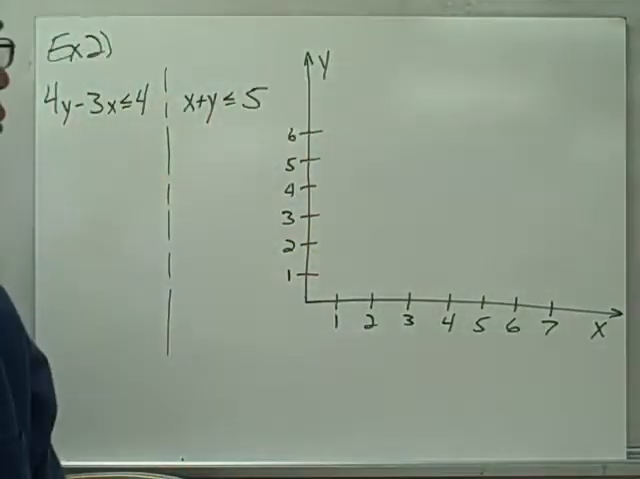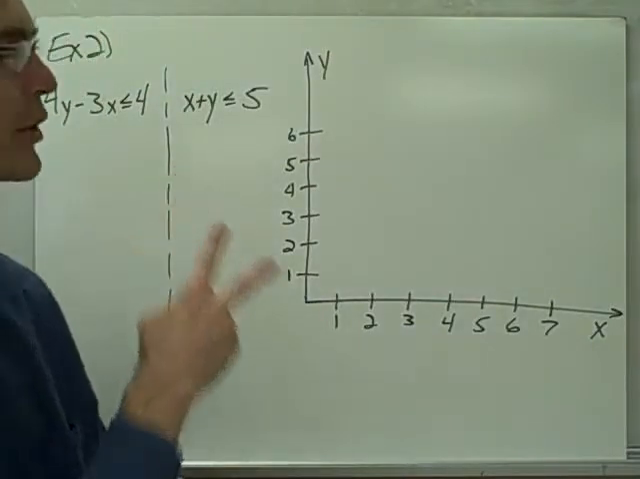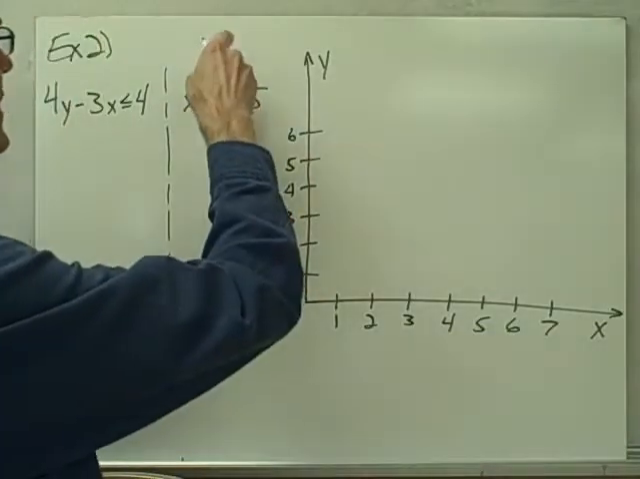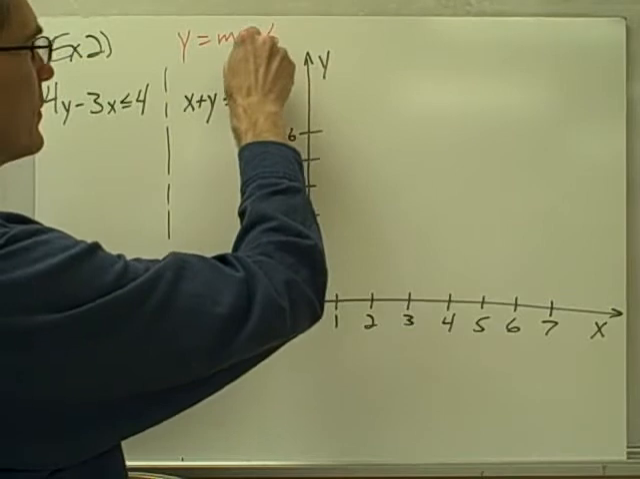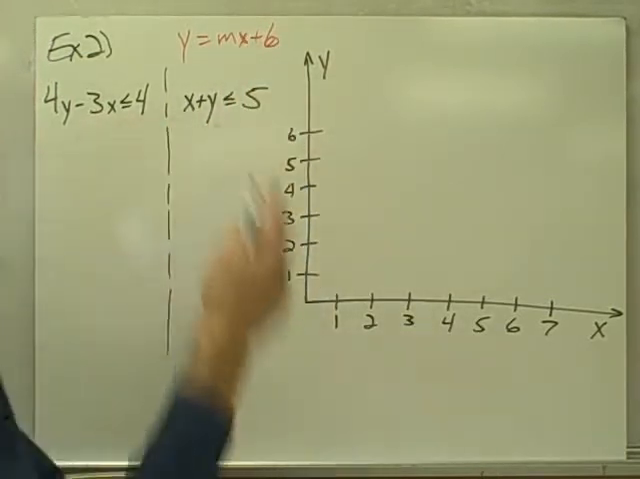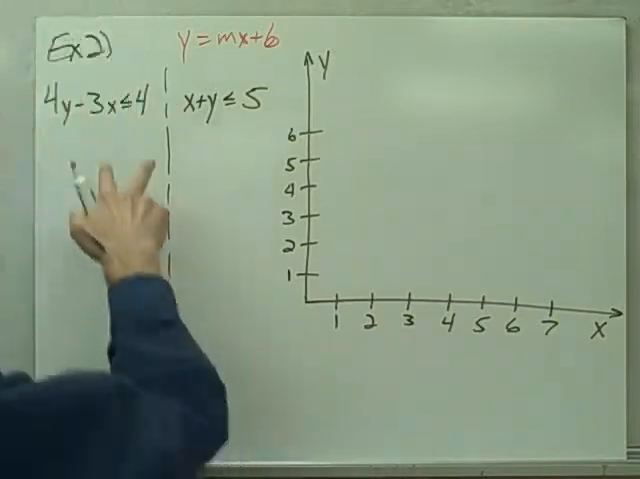All right, example number 2. Once again, I have two inequalities. And once again, I want to graph these using the slope-intercept form, which means I want them in this form here. And these two inequalities are not already in my slope-intercept form, so I'm going to have to do a little algebra to get them in that form.